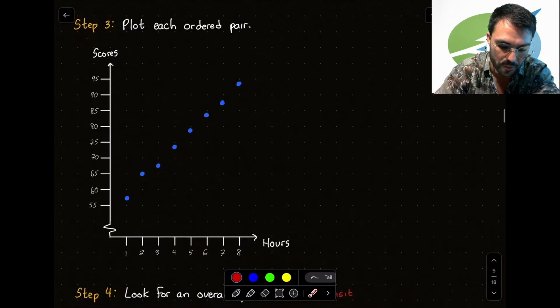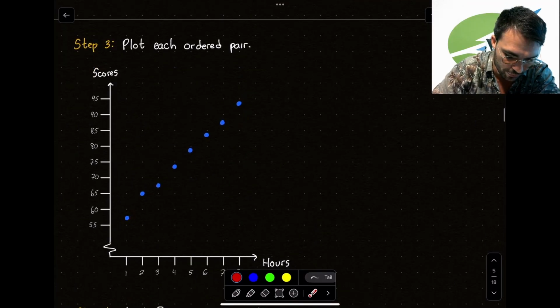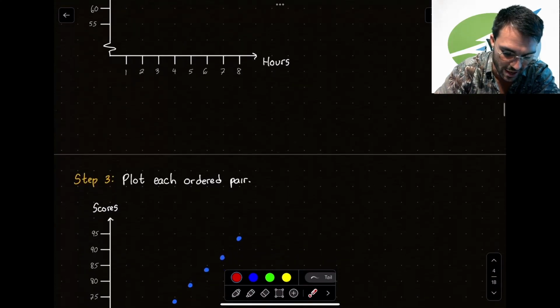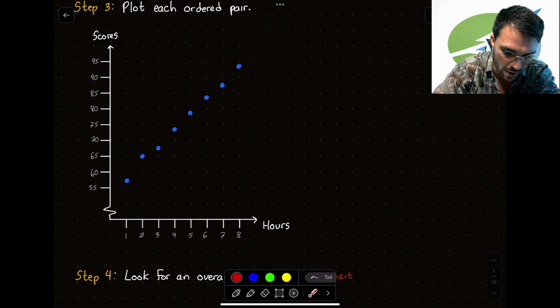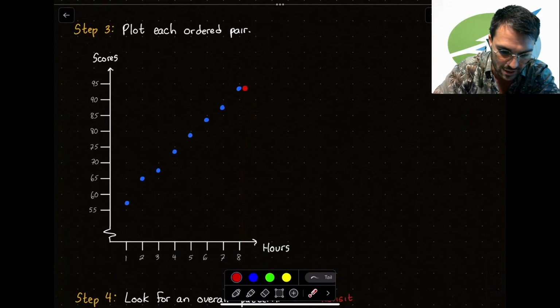All right, step 2, plot each ordered pair. And you can see they are all plotted here. 1 and 58. I put it roughly there because it's between 55 and 60, 2 and 65, 3 and 68. Okay, close enough. In the middle there, 4 and 74, 5 and 79, 6 and 84, 7 and 88. Yep, 7 and 88. And then 8 and 94 here.